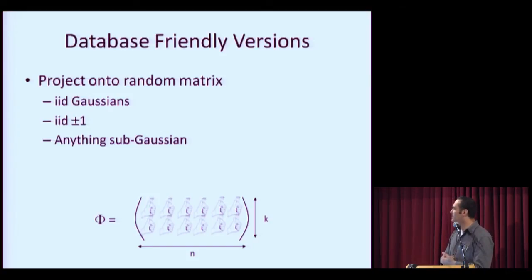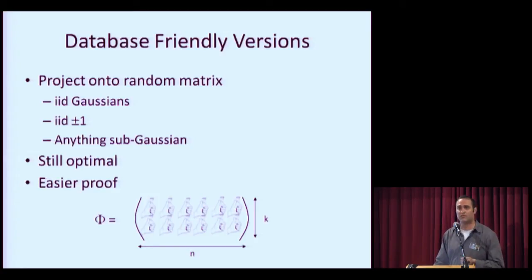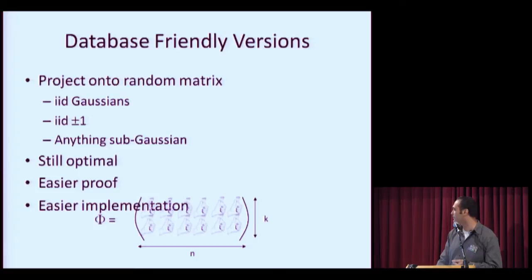But people also looked at so-called database-friendly versions of JL, and they discovered via various proofs that pretty much all take advantage of something called sub-Gaussian distributions. If you take phi to be just a matrix full of randomness, say every element in the matrix is plus minus 1, Gaussian, then you'll get this guarantee. Maybe the constants will be different, but pretty much the same. The proof is also much simpler. Also, the implementation is simpler. It's still optimal with respect to the definition of optimality that I just gave, and the proof is easier.